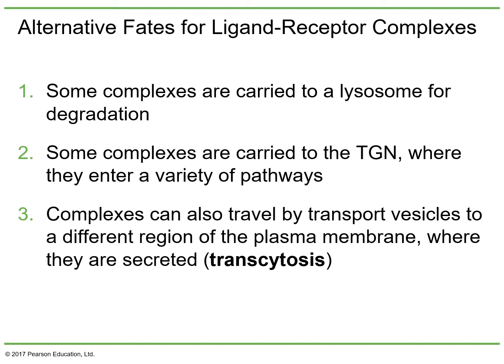And third, the receptor-ligand complexes can also travel by transport vesicles to a different region of the plasma membrane, where they are secreted as a part of a process called transcytosis. This pathway accommodates the transfer of extracellular material from one side of the cell, where endocytosis occurs, through the cytoplasm to the opposite side, where exocytosis happens. For example, immunoglobulins are transported across the epithelial cells from the maternal blood to fetal blood by means of transcytosis.